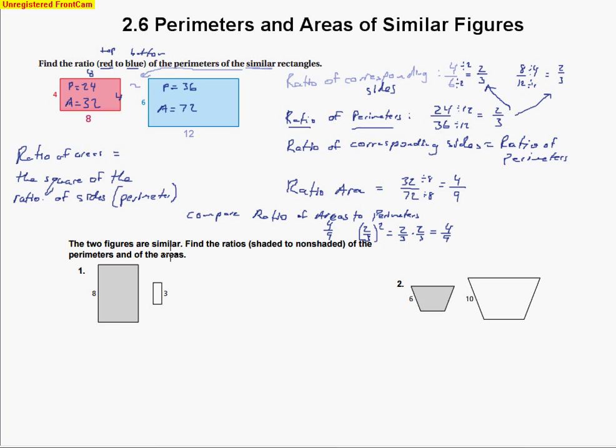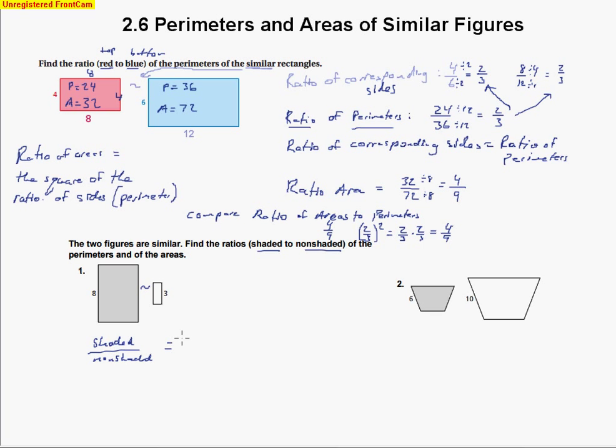So the two figures are similar, so they tell us that, so we know that they are similar. So I'll put the tilde sign there for similar. Find the ratio of shaded to non-shaded, perimeters and areas. Okay, shaded. So remember, it said shaded to non-shaded. And so that's going to tell you how to set up your fraction.